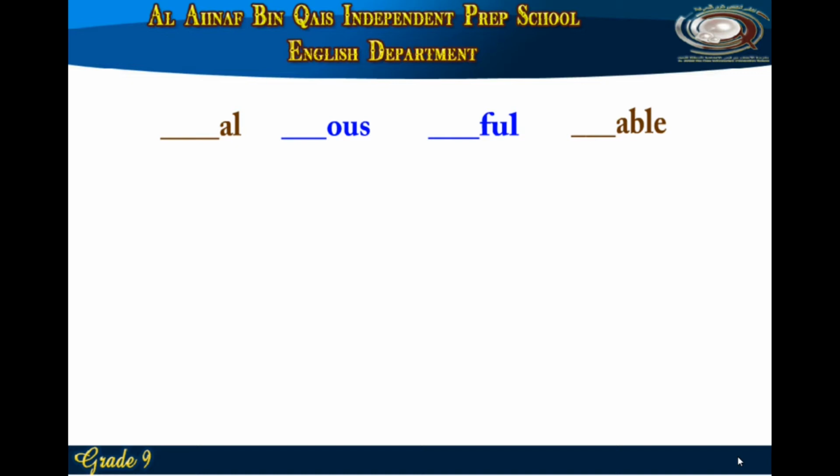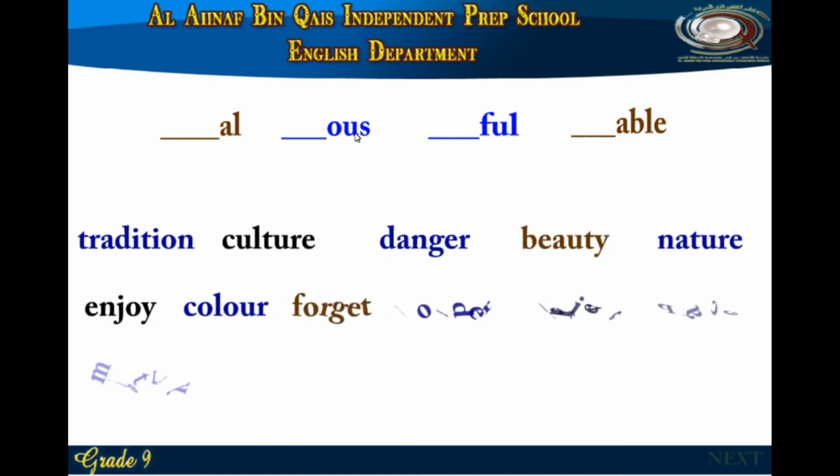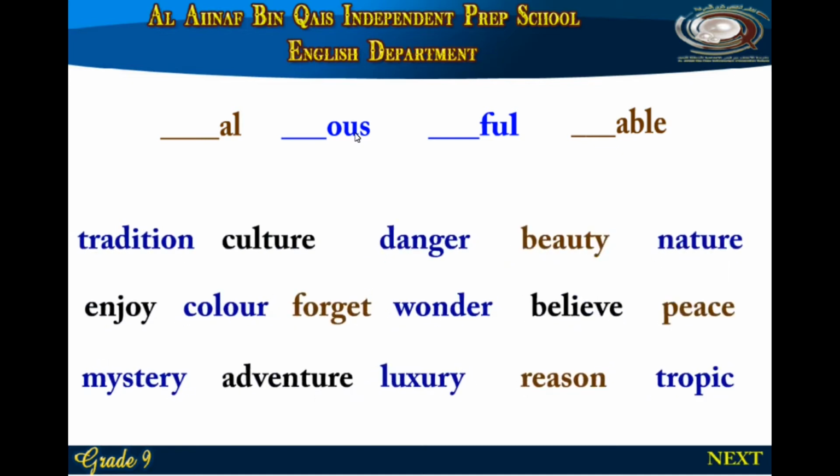Every one of these will be attached to a number of words. Let's see the words now. They are in fact 16 words. In these 16 words, we want to add each of these syllables to some of them. So, take care with me.